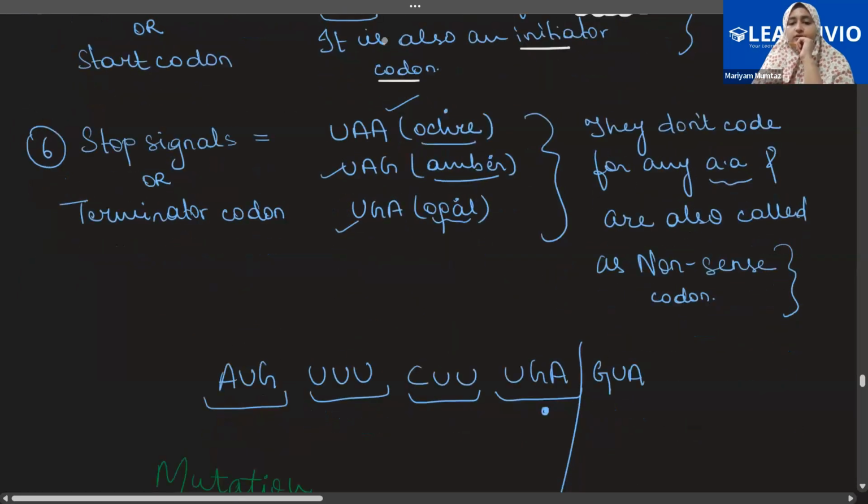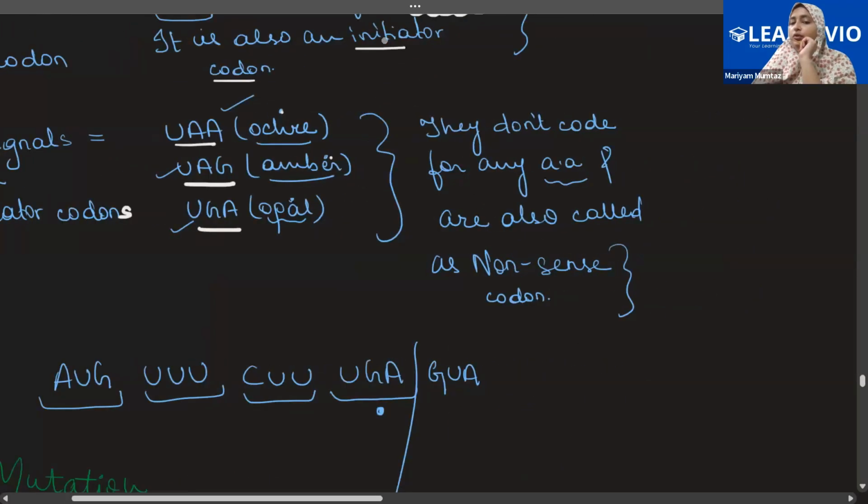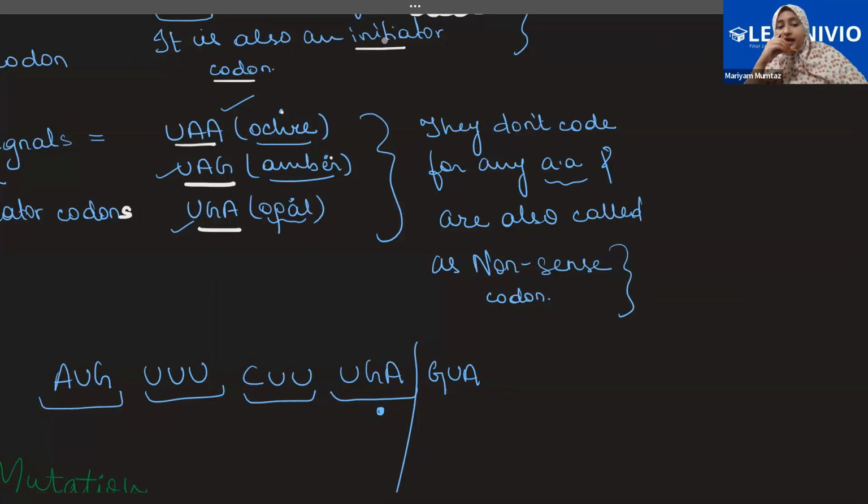Then talking about the stop signals or terminator codons. UAA, UAG, and UGA. They have their own names: ochre, amber, and opal. They don't code for any kind of amino acid. They are stop codons, meaning wherever they are present, the whole entire process will stop then and there. And they are also known as nonsense codons because they don't code for anything at all.